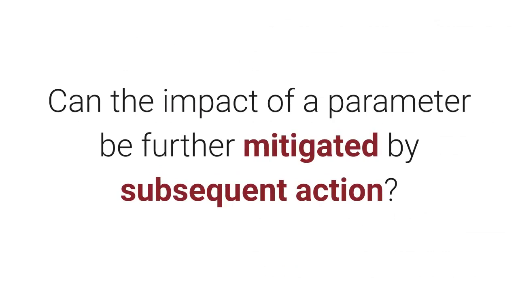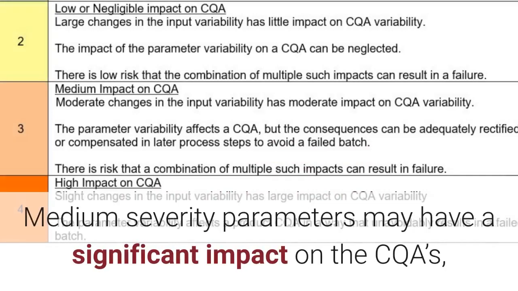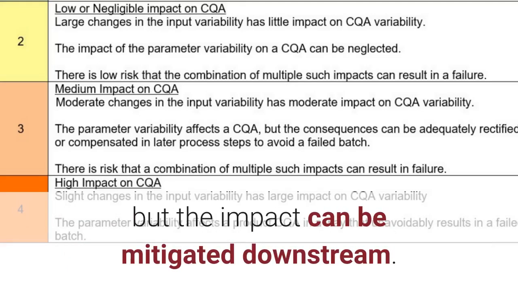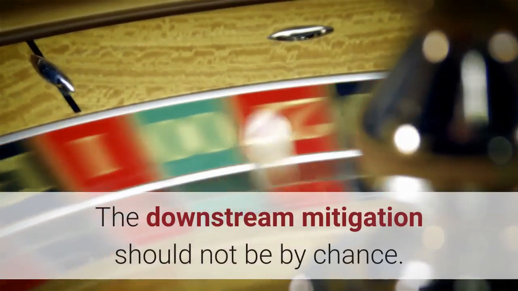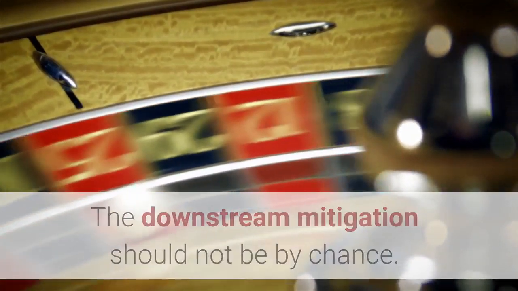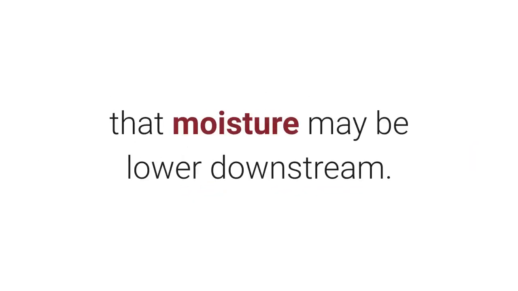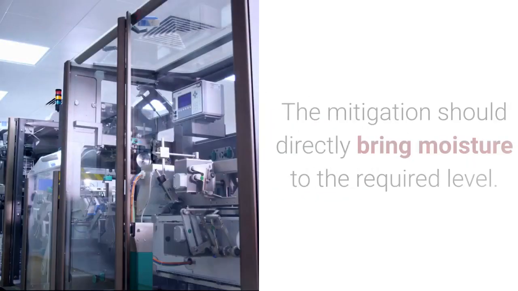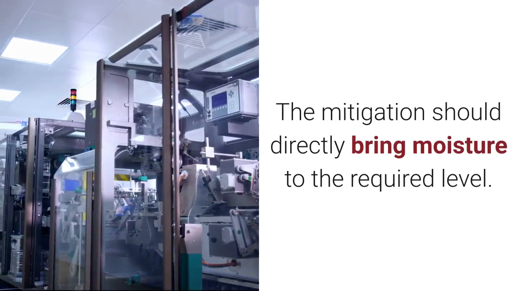Can the impact of a parameter be further mitigated by subsequent action? Medium severity parameters may have a significant impact on the CQAs, but the impact can be mitigated downstream. The downstream mitigation should not be by chance. If removal of moisture is important, then mitigation is not a blind chance that moisture may be lower downstream. The mitigation should directly bring moisture to the required level.